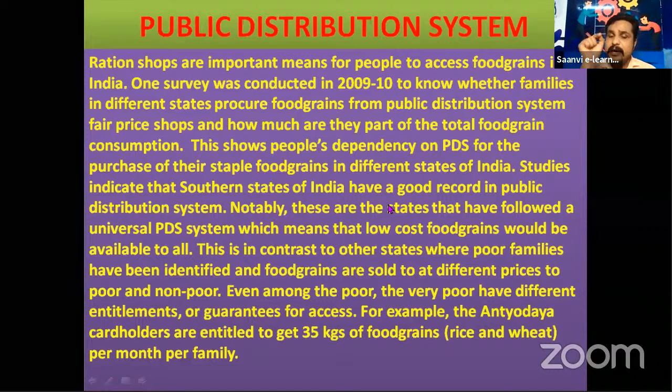This is done by the government, and the central government and state government have a key role in it. For example, the Antyodaya card holders are entitled to get 35 kg of food grains, rice and wheat per month per family. That's enough, no? Immediately after class, inquire about your public distribution system. Up to now, you may not know all this. Now you understood, I think, 35 kg of rice.